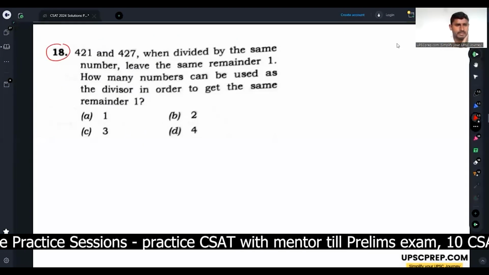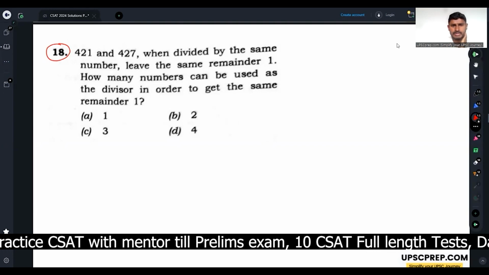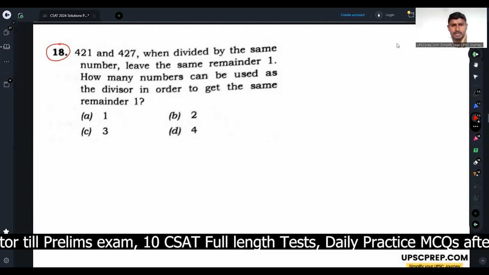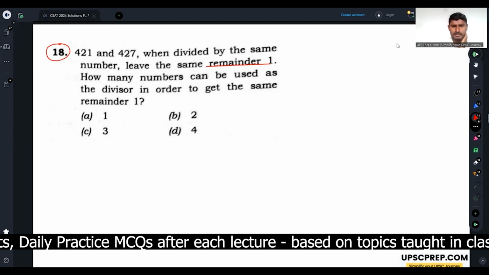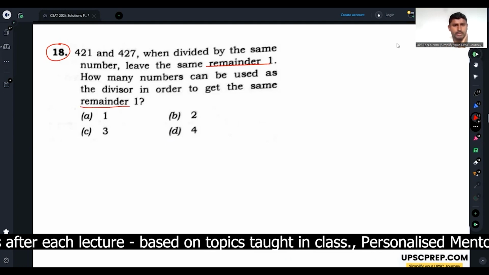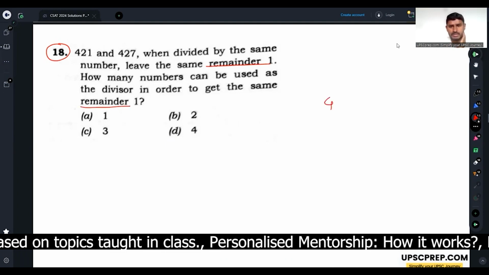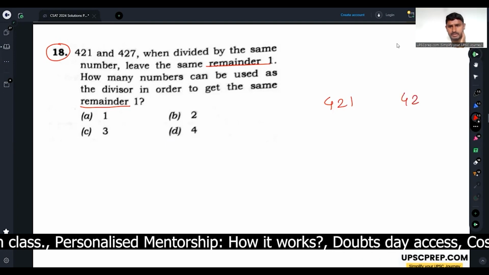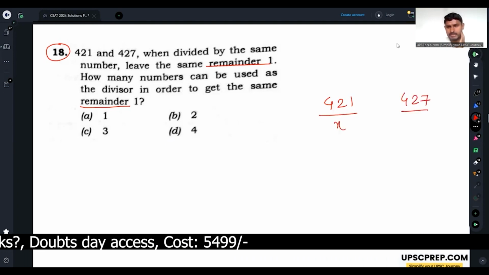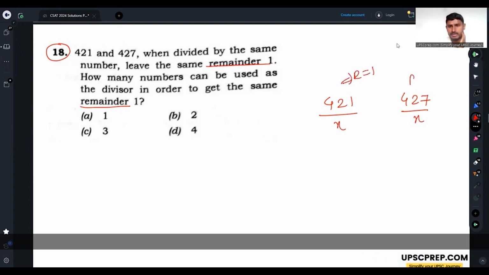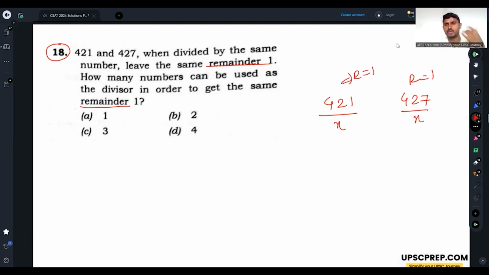See this question, guys. 421 and 427, when divided by the same number, leave the same remainder 1. How many numbers can be used as divisor in order to get the same remainder of 1? Okay, see now. These are the numbers 421 and 427. You are going to divide these numbers by the same number, let's say x, and you have to get a remainder of 1 each time. So how many values of x are possible? That is the question.